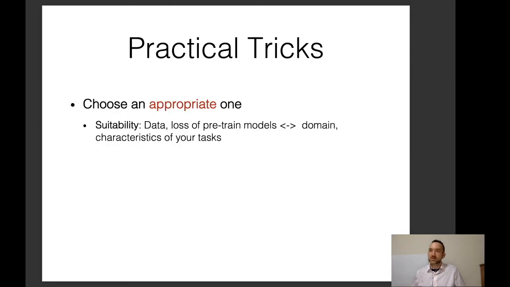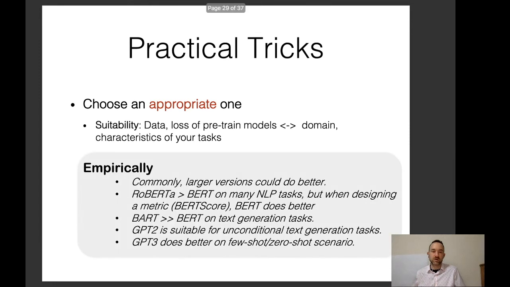Okay, so some practical tricks if you actually want to use them in your work. You want to choose the appropriate one. For example, you'll want the data and the loss of the pretrained models to match the domain or the characteristics of your tasks. Empirically, usually larger versions do better. For example, RoBERTa is better than BERT on many NLP tasks, but when designing a metric, such as BERTScore, BERT does better.